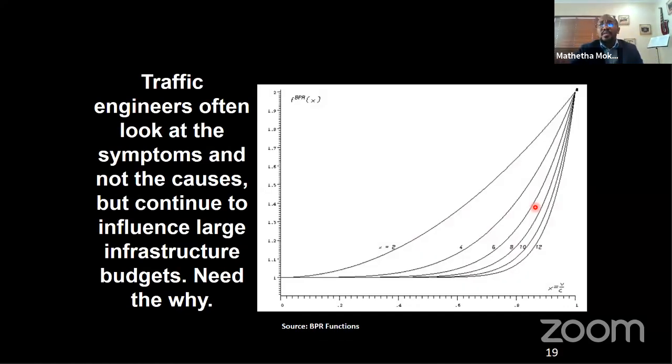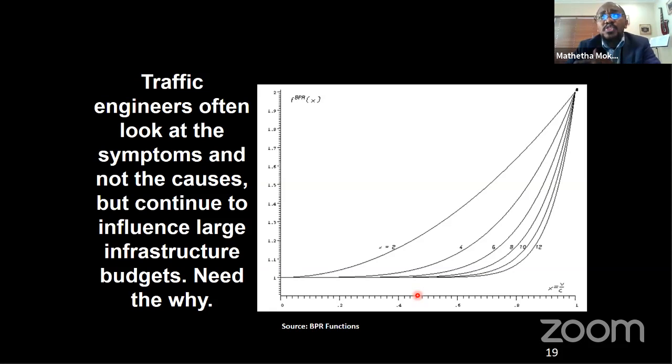And similarly with the models that we have, the relationship between volume to capacity and the delay on the network. The question of why is it that we're having the kind of observations that we're having on the network. But very significant is that traffic engineers would tend to influence huge budgets in cities, the built environment, but the question of why is often not asked by the traffic engineers.